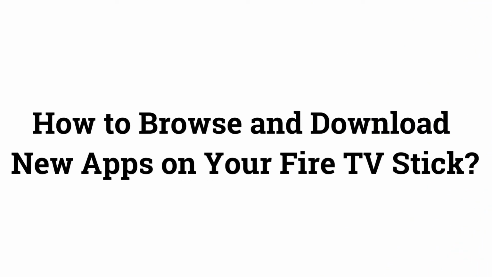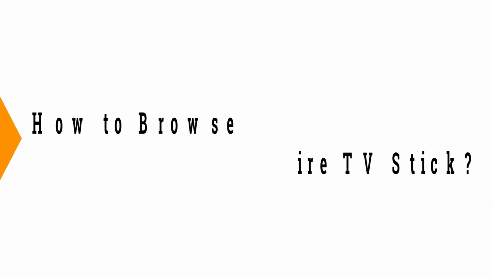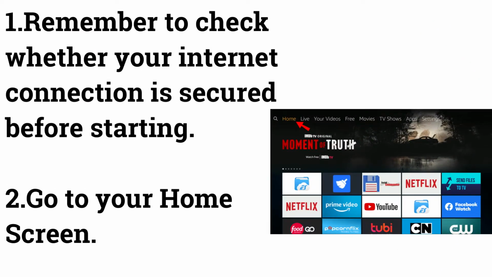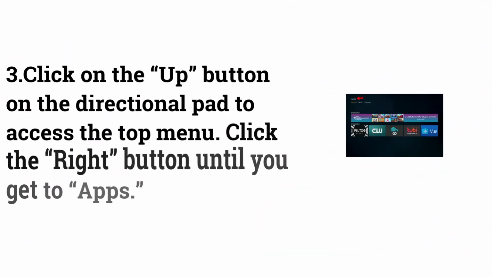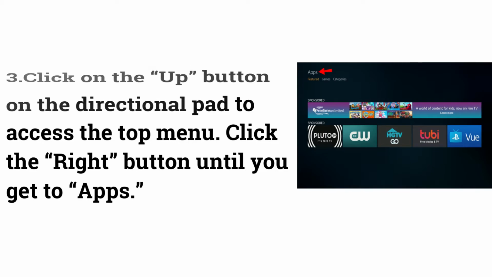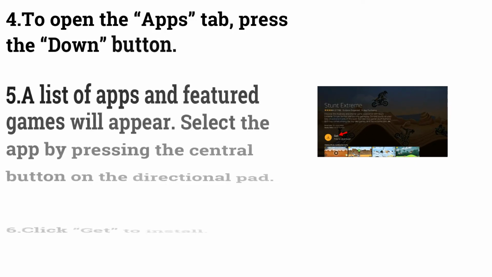How to browse and download new apps on your Fire TV Stick. Remember to check whether your internet connection is secured before starting. Go to your home screen. Click on the Up button on the directional pad to access the top menu. Click the Right button until you get to Apps. To open the Apps tab, press the Down button.